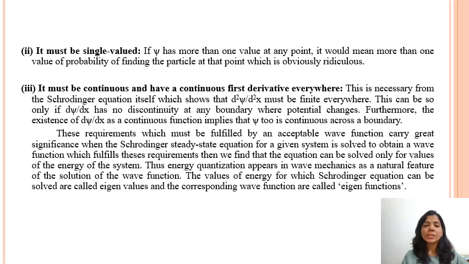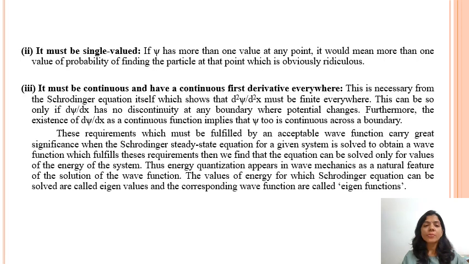Number 2, it must be single valued. If psi has more than one value at any point, it would mean more than one value of probability of finding the particle at a point, which is obviously ridiculous. Number 3, it must be continuous and have a continuous first derivative everywhere.